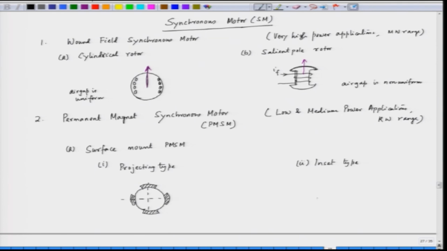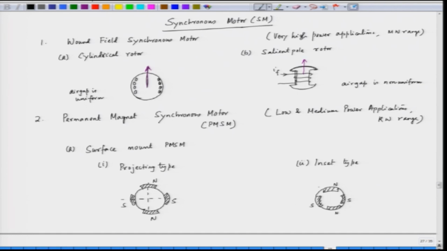And in inset type of rotor, the magnet is inside the rotor, aligned with the surface. So, we have the magnet which is of this sort. We have north pole, south pole, north pole, south pole. Similarly, we have north pole here, south pole here, north pole here and south pole here.